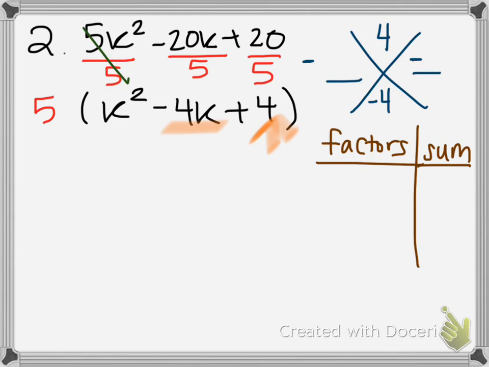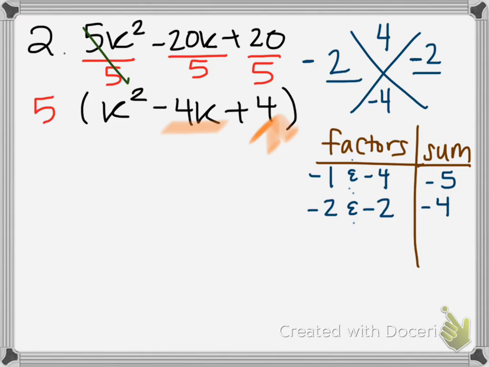So again, I always start with 1. Well, 1, negative 4. Well, negative 1 times negative 4 is positive 4. But when I do negative 1 plus negative 4, that's negative 5. So that's not what I want. Then we have negative 2 and negative 2. Well, negative 2 times negative 2 is positive 4. Negative 2 plus negative 2 is negative 4. So ding, ding, ding, that's the guy I want.